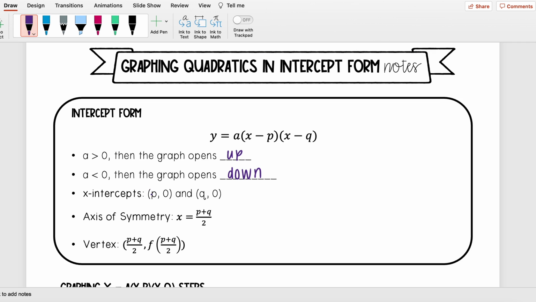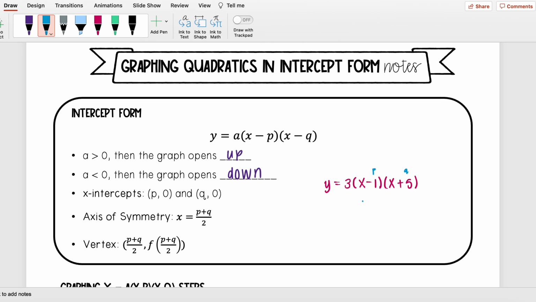Important thing to note is that your p and q are really going to be the opposite signs that you see in here. So if you see minus p, minus q, our x-intercepts are actually the positive version of that. So let's look at an example of that. Let's say I had y equals 3 times (x minus 1) times (x plus 5). It's really tempting to say that your p is -1 and your q is positive 5, but it's actually going to be the opposite of that.